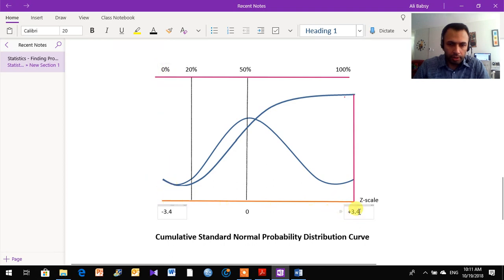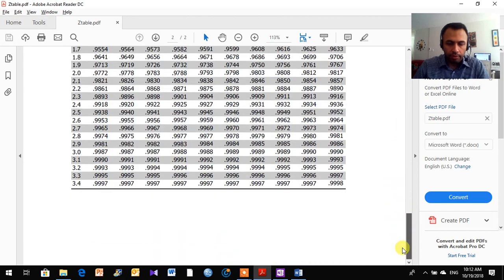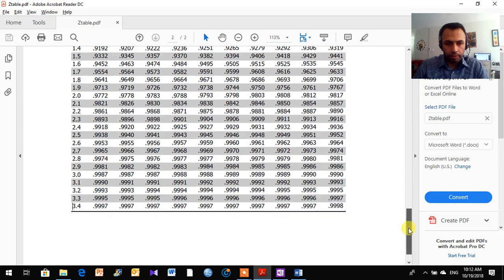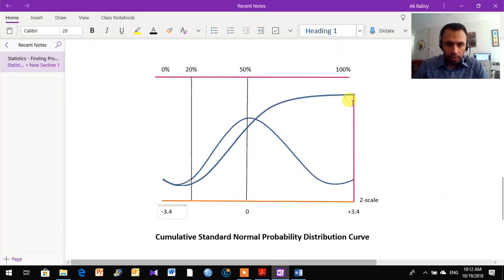If you're talking about plus 3.4, then we will simply scroll down, and you can see at plus 3.4, so plus 3.40 will be 0.9997, and that will be very close to 99.97%, or very close to 100%.